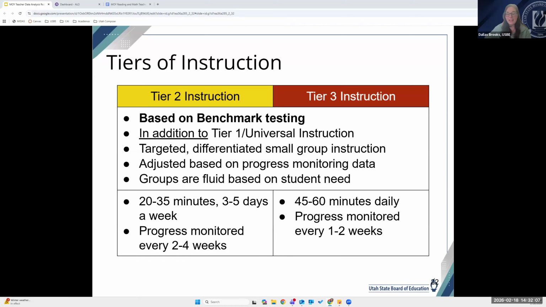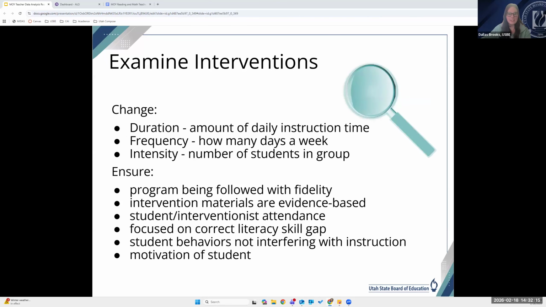It's typically happening every single day, and the progress monitoring is happening a lot more frequently as well with your tier three interventions. So if your data is showing that a student isn't growing, now it's time to look at the interventions that the student is in. So if they are in interventions and they're not growing, like I said before, that's a clue to us that something within the intervention needs to change.